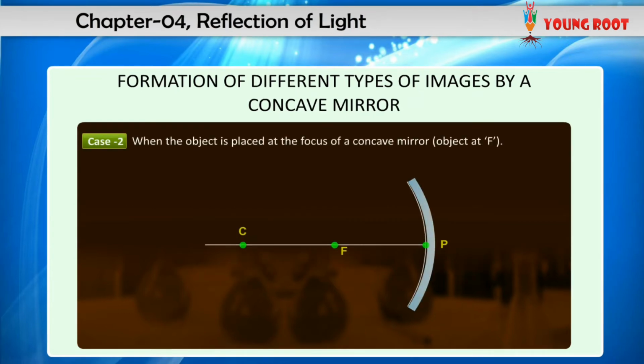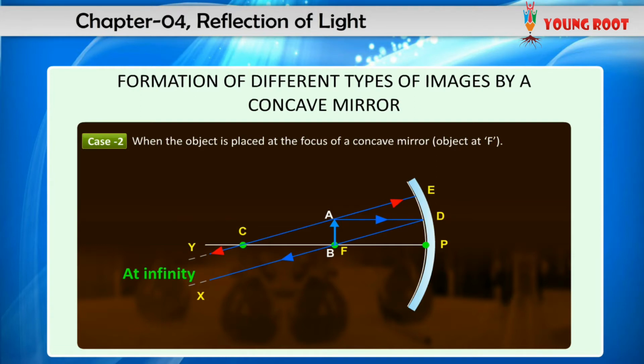Case 2. When the object is placed at the focus of a concave mirror, object at F. The object AB has been placed at the focus F of the concave mirror. Now the parallel ray of light AD coming from the top of the object gets reflected at D and passes through the focus F, giving us the reflected ray DX. The second ray of light AE passing through the center of curvature C is reflected back along the same path, giving us another reflected ray EY. We find that the reflected rays DX and EY are parallel to one another.